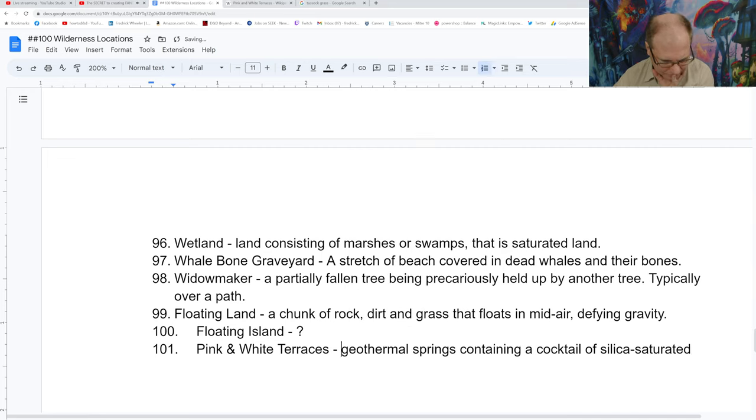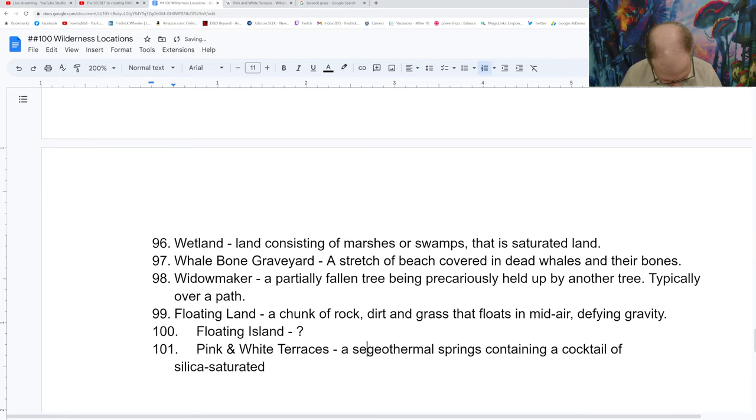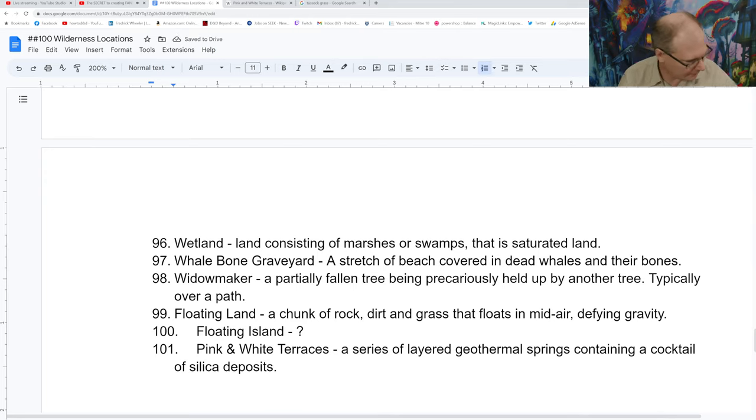Format. A series of layered geothermal springs containing a cocktail of silica deposits. So, I think that's the best description of it.